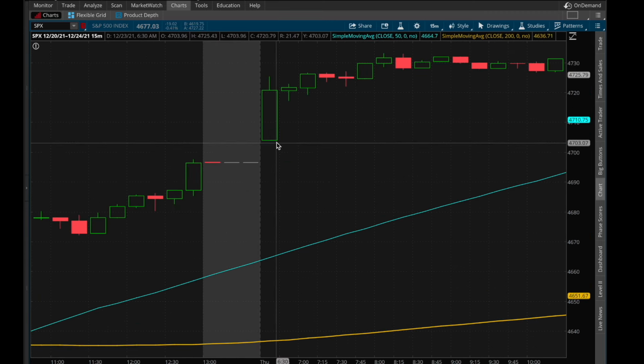And here is Christmas Eve. This was a 0 DTE day, even though it's Thursday. Oh no, not Christmas Eve, December 23rd. So mark off the top, mark off the bottom, wait for a candle to break that level. Now you can see that this candle doesn't break it, so I take no position. I wait until this candle breaks it, and even though it probably only broke it by like 50 cents, I still went ahead and sold a put credit spread.